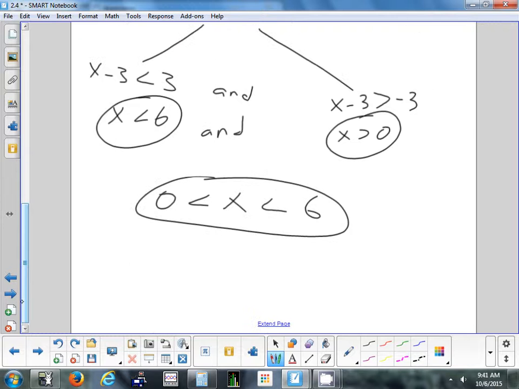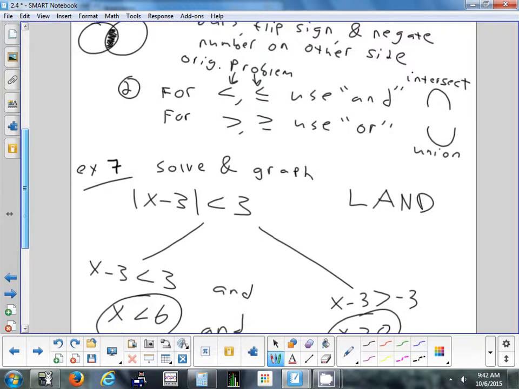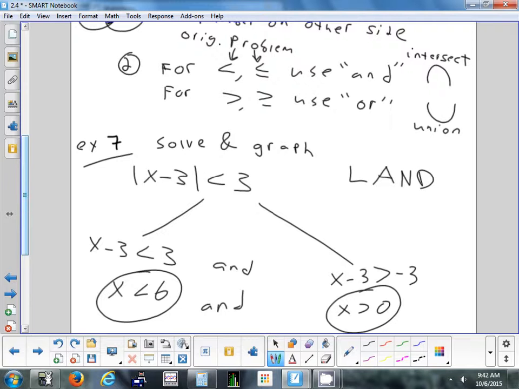Let's just try a couple numbers and see if they work. Let's try a number between 0 and 6. Let's try 4. 4 minus 3 gives me 1. The absolute value of 1 is 1, and 1 is less than 3. Is that true? Yes, so it works.